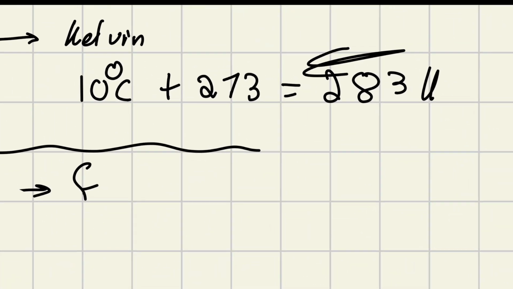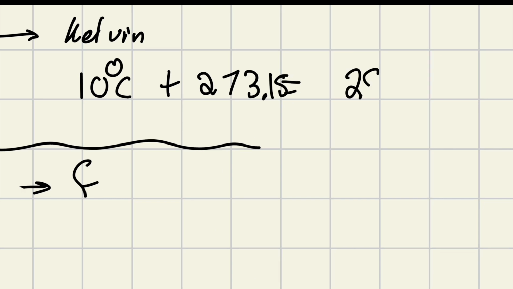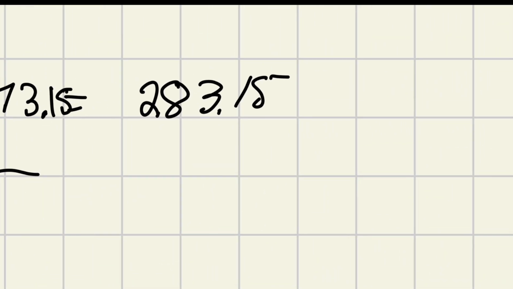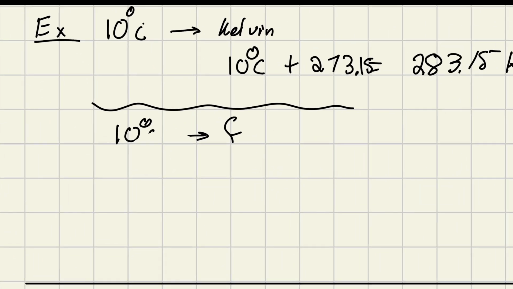Oh wait, hold on, whoops. My mistake, 0.15. And it would be 283.15 Kelvin. And there it is. That's all it is. Now, what if we want to convert from, what did I do there? That was supposed to be Celsius.